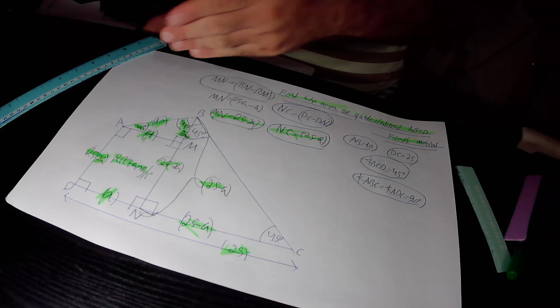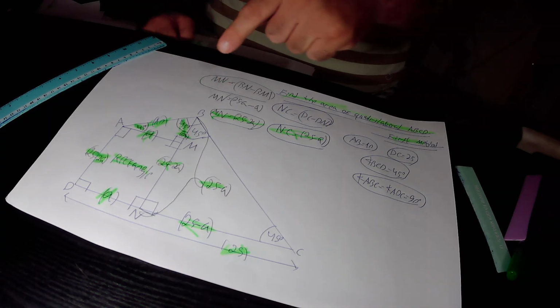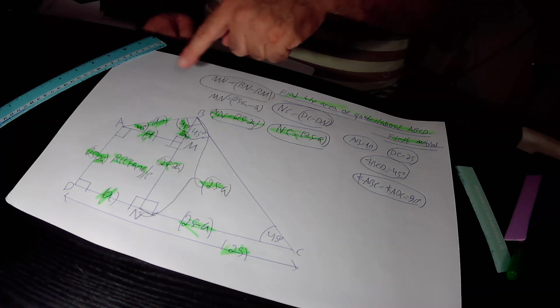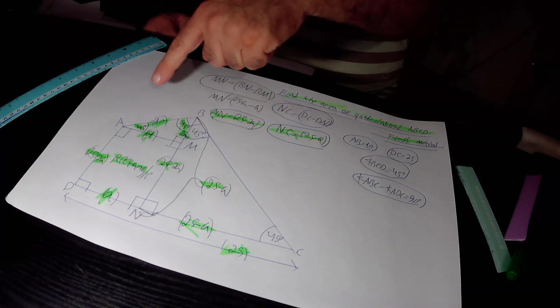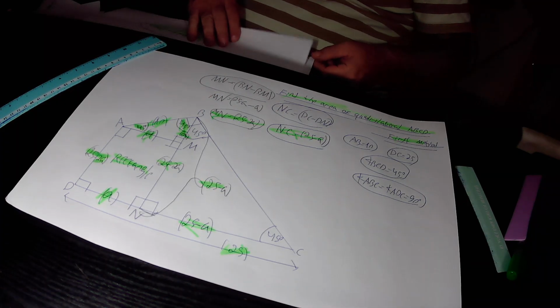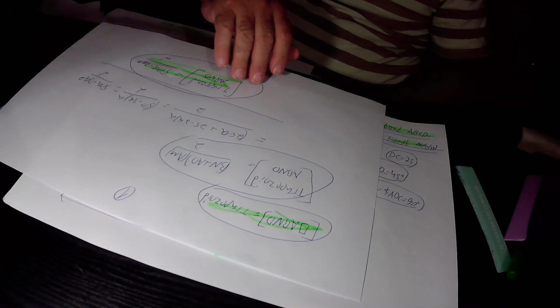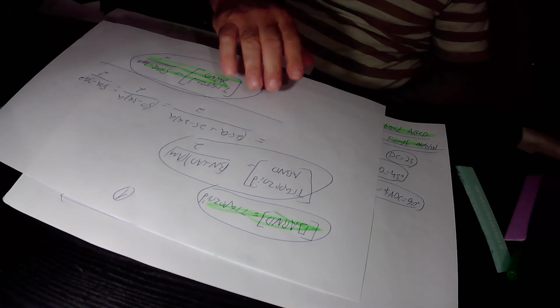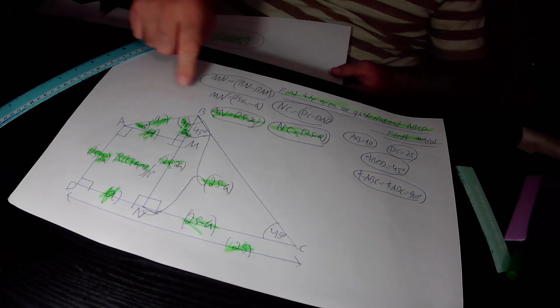A trapezoid is a quadrilateral with one pair of parallel sides. In the quadrilateral ABND, side BN is parallel to side AD, therefore quadrilateral ABND is a trapezoid. So what is the area of this trapezoid ABND?